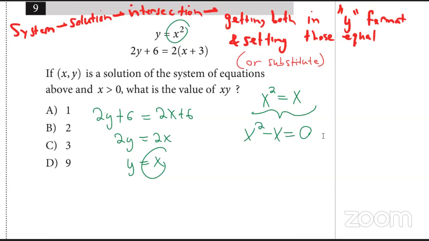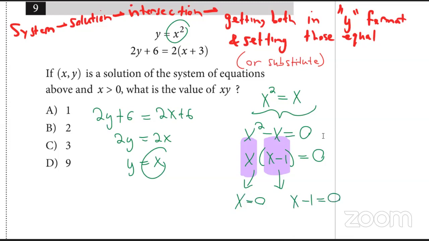Factor out the common factor of x. Set both of these equal to 0 because right now we have the 0 product rule. This times this equals 0. The 0 product rule says you're allowed to set them both equal to 0 and add 1 to both sides, and x equals 1. So x equals 0, x equals 1. Those are our two solutions there.